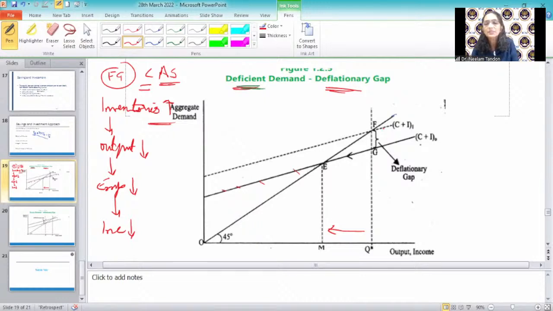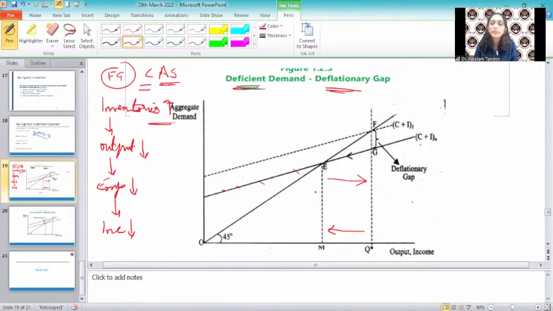To overcome this gap, the deflationary gap, government may intervene. Government may go for spending, government may give subsidies, government may go for giving rebates. This will help corporate to produce at a lower cost. Output will increase, employment will increase, and investments in the economy will increase, and the economy will come back to the track.